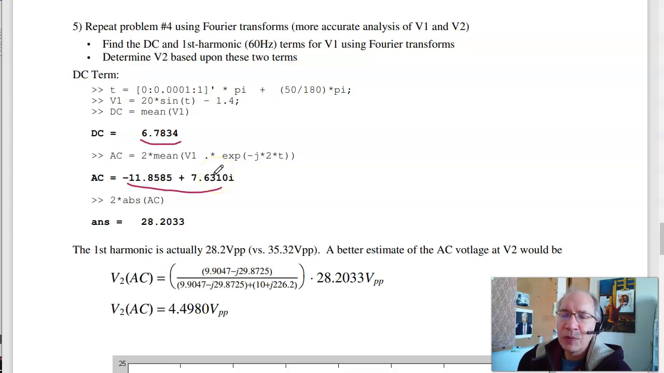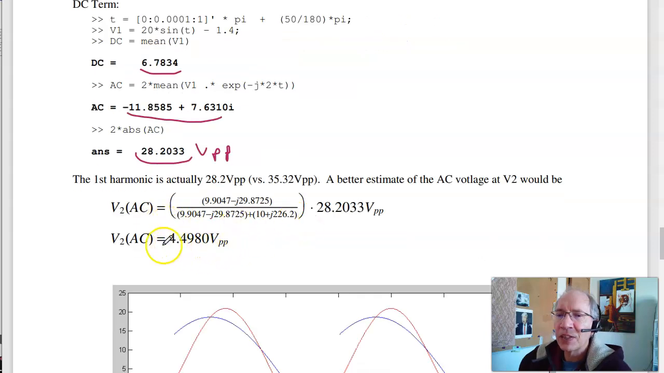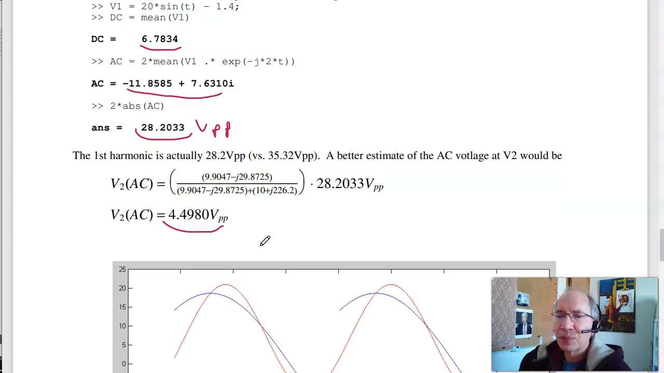The peak-to-peak voltage is twice the magnitude, so take the magnitude times 2. That's the actual peak-to-peak voltage. Now before we calculated 35 volts, which is a little bit wrong. This is actually the more accurate answer. Using the more accurate answer, I really should only get like 4.49 volts peak-to-peak at V2. Plus there are other harmonics, but those are usually pretty minor. So this is the more accurate answer.